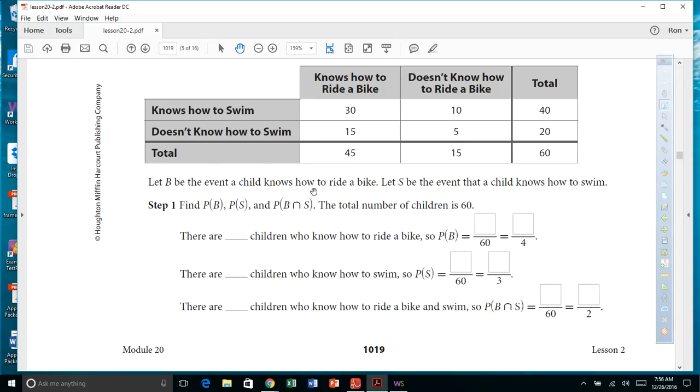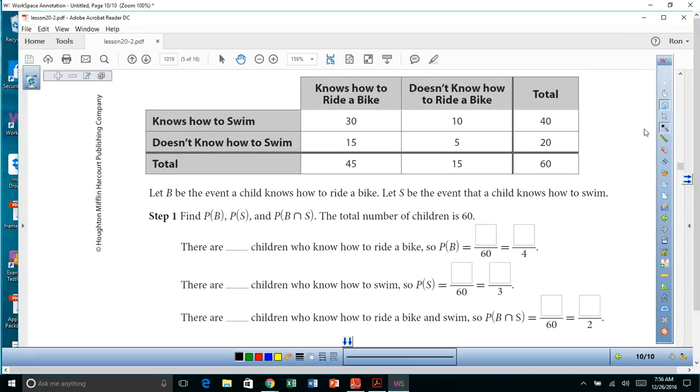Let B be the event that the child knows how to ride a bike. Let S be the event that a child knows how to swim. Find the probability of B, the probability of S, and the probability of B intersection S. The total number of children is 60. There are 45 children who know how to ride a bike. So the probability of B is 45 over 60, which is 3/4.